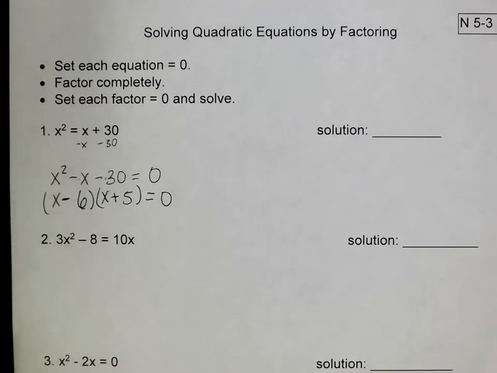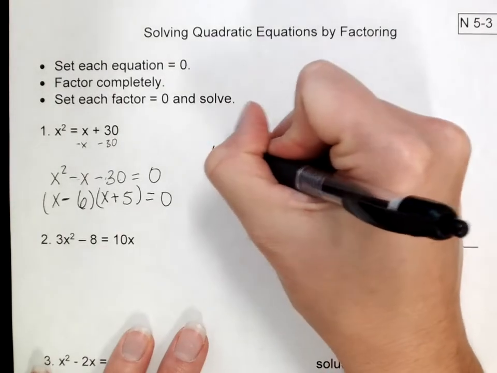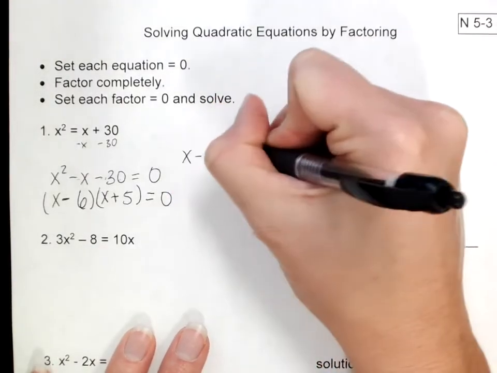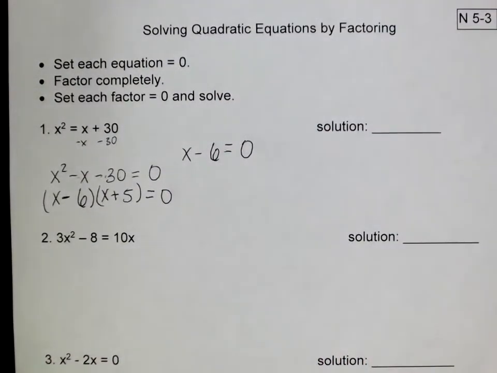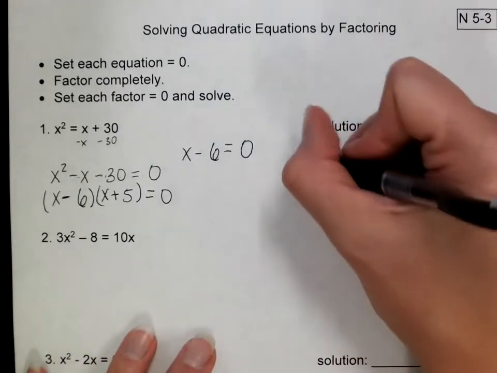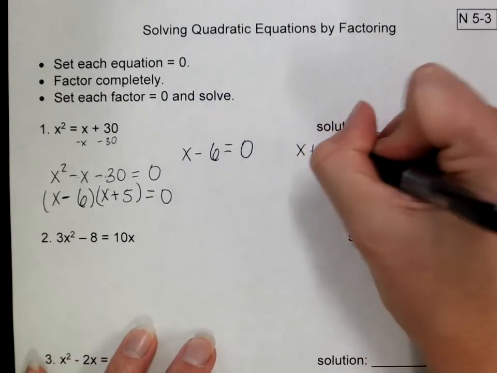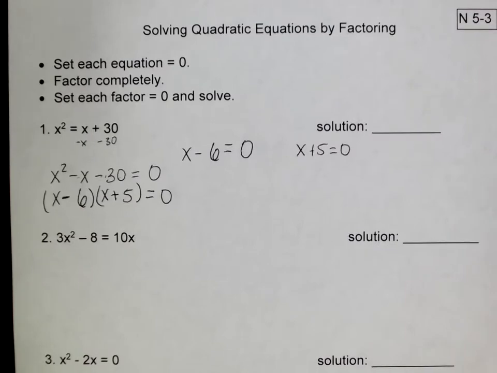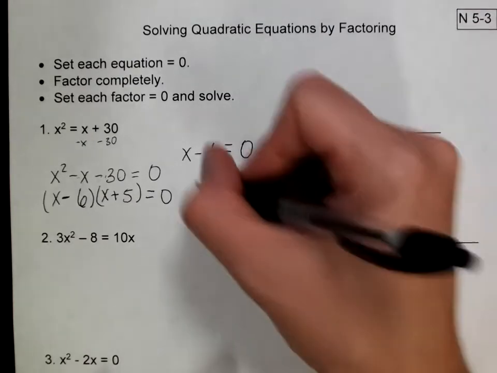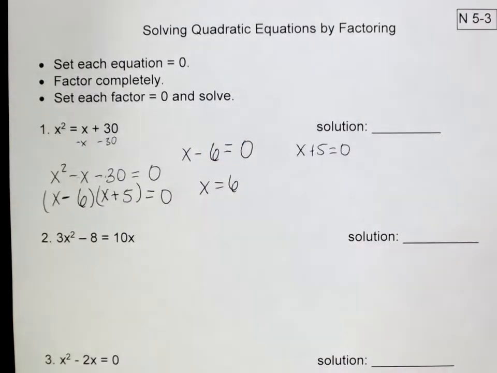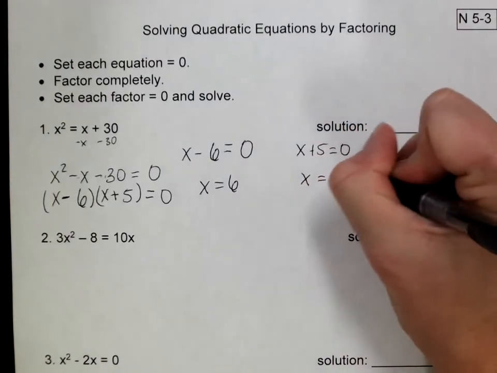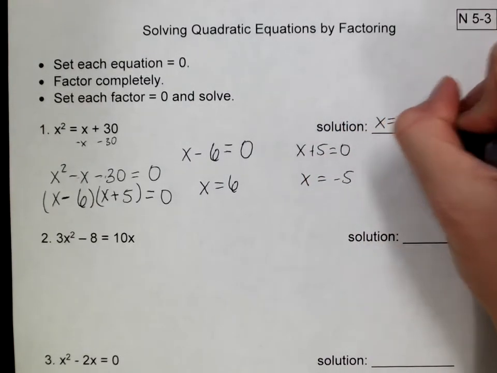So the way we find our solutions, we take each factor and set them equal to 0. So I'm going to set x minus 6 equal to 0. I'm going to set x plus 5 equal to 0. When I solve this, I'm going to get x equals 6 and x equals -5. Those are my two solutions.